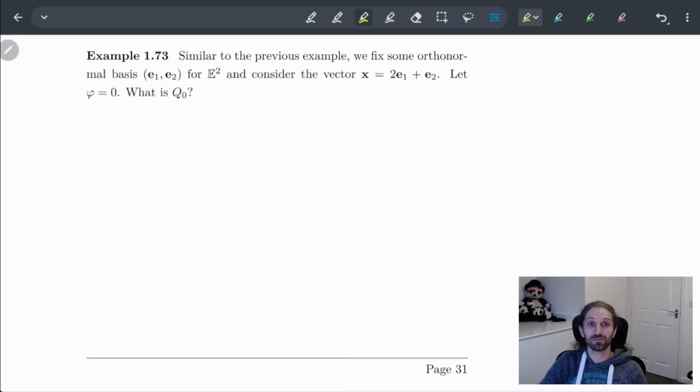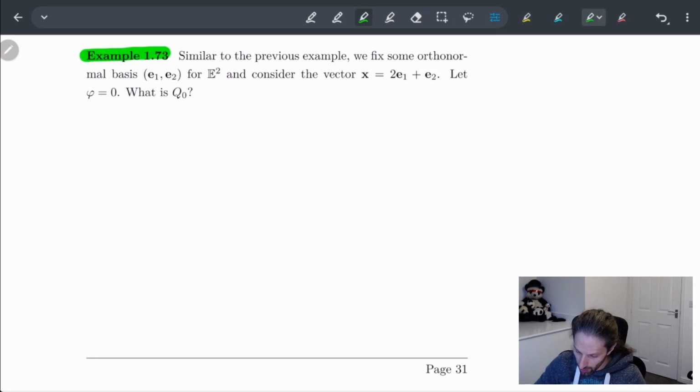Hiya! Welcome to the last video for this week, where we give an example of reflections, or this Q operator, and then we're going to finish things off this week with a proposition that classifies all orthogonal linear operators in two dimensions. So let's start off right away with the example.